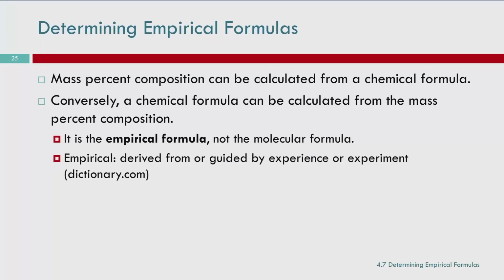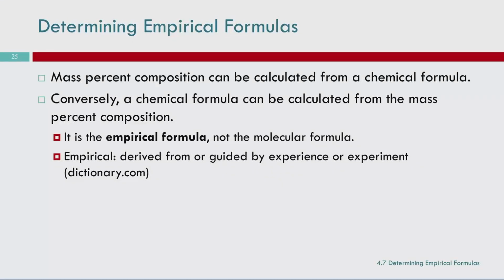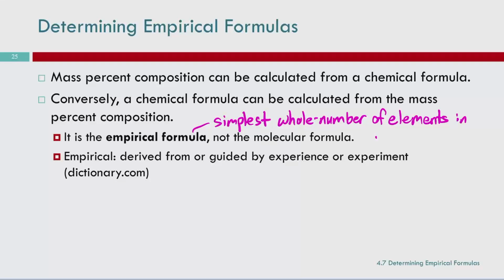I believe that we've talked about empirical formulas. We can determine empirical formulas. If we haven't talked about empirical formulas, this would have been last chapter, I believe. An empirical formula is the simplest whole number ratio of the elements in a compound.